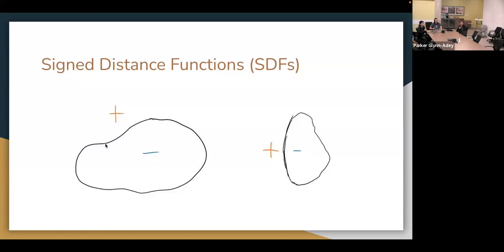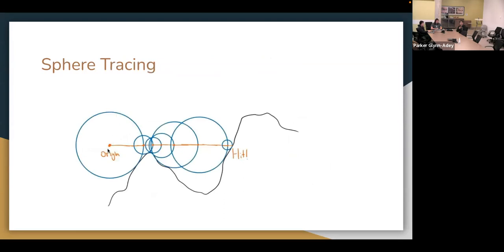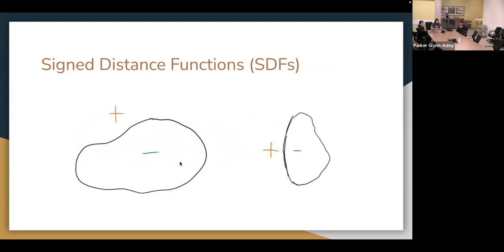One thing that's special about the signed distance function is that it's signed. Looking at this diagram, the distance from here to here is positive. But what if the origin was inside the geometry? Then that would give you a negative distance. And that part is important for some techniques in ray tracing that rely on the negative components.